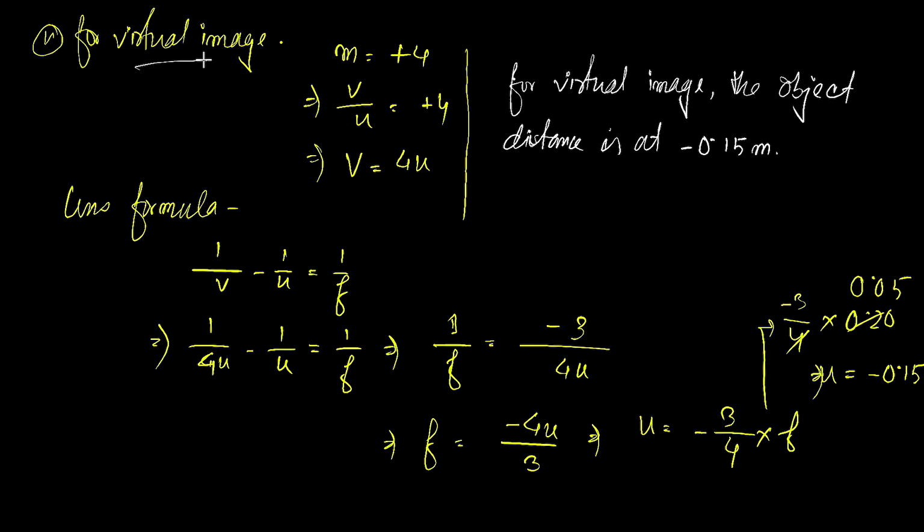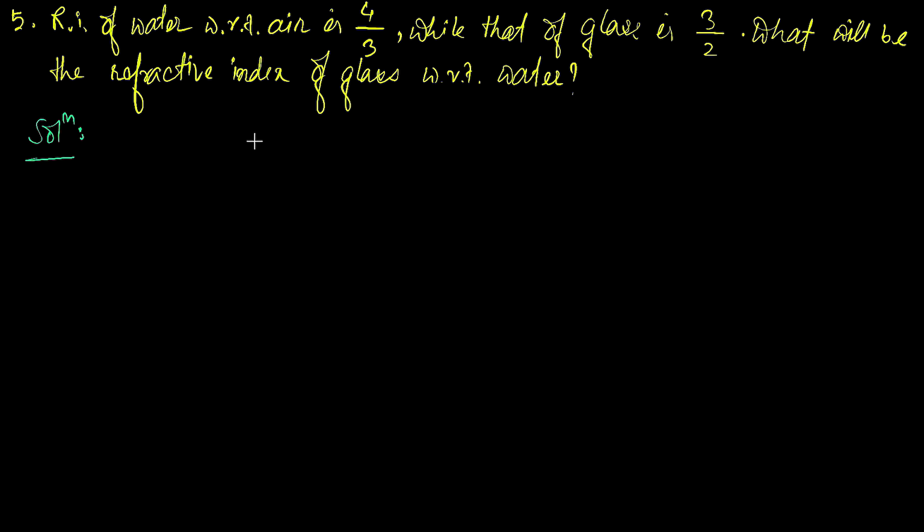Now we will move towards our next question. This question is quite simple. If you just use your concepts, you are going to solve it easily. It is given that the refractive index of water with respect to air is going to be nw. It is given as 4 by 3, right? Again, it is given as ng. That is given as 3 by 2.